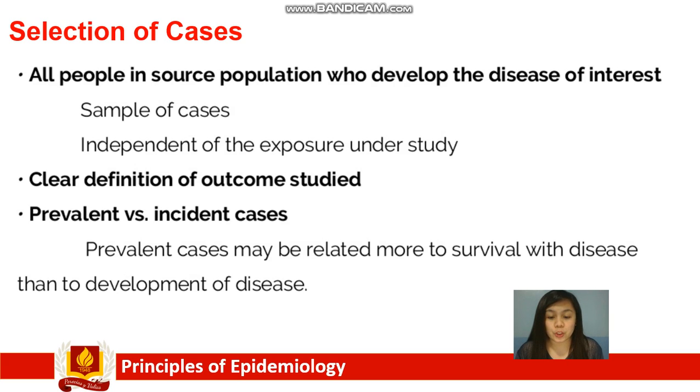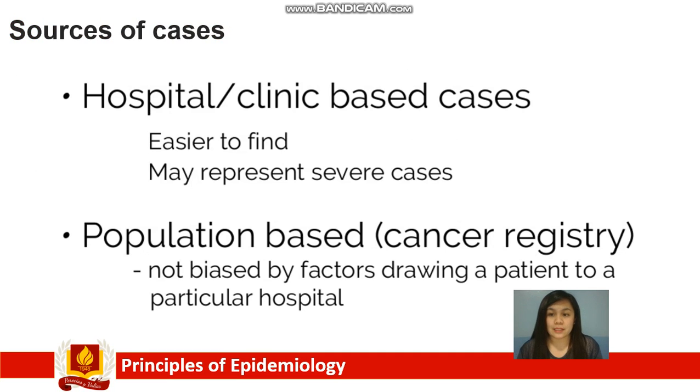So here are the issues in the design of case control studies. First is the selection of cases. All people in the source population who develop the disease of interest, including a sample of cases, independent of the exposure under study. It is also important to be clear in the definition of outcome studied and prevalent versus incident cases, where prevalent cases may be related more to survival with disease than to development of disease.